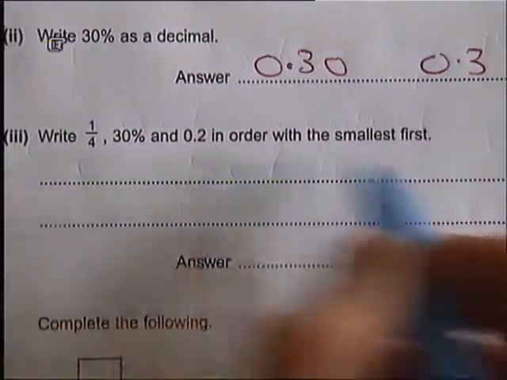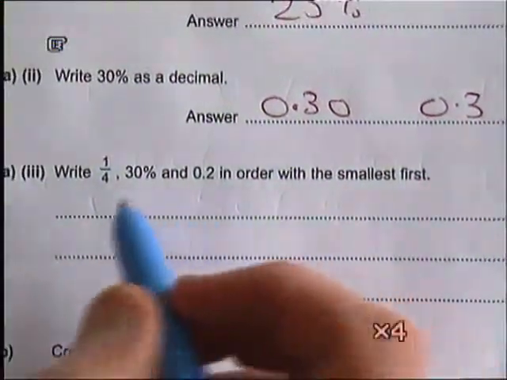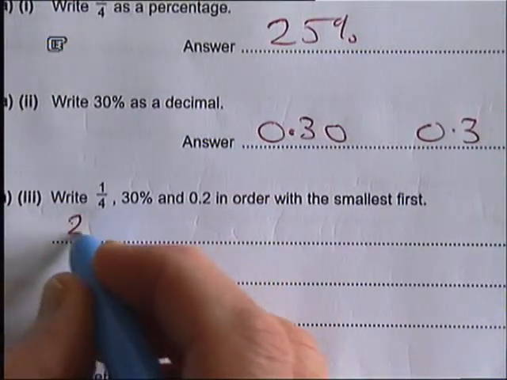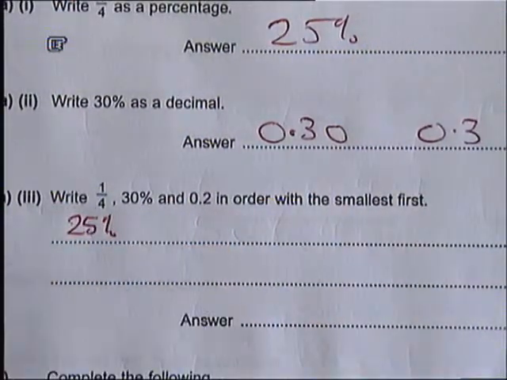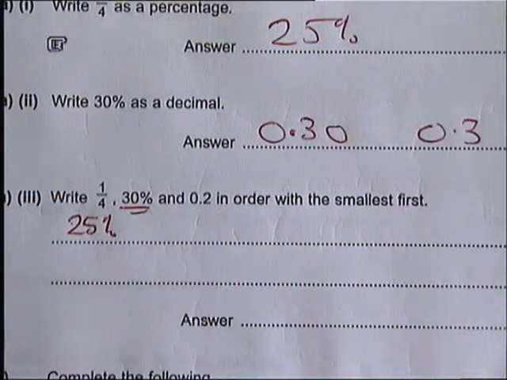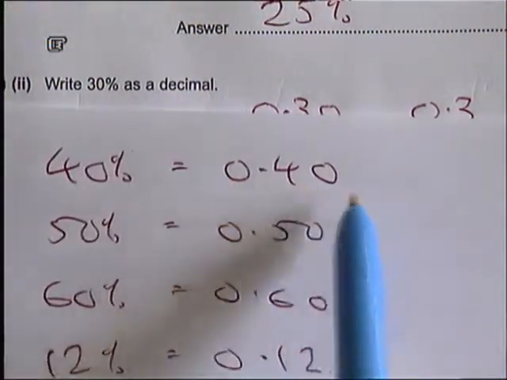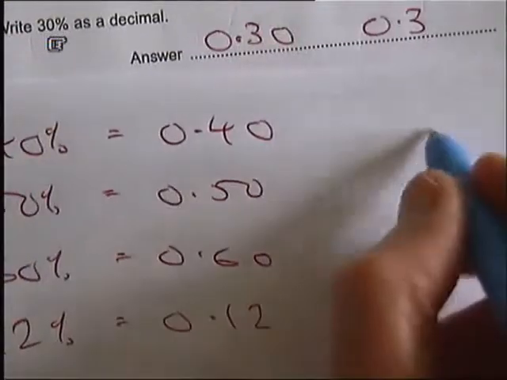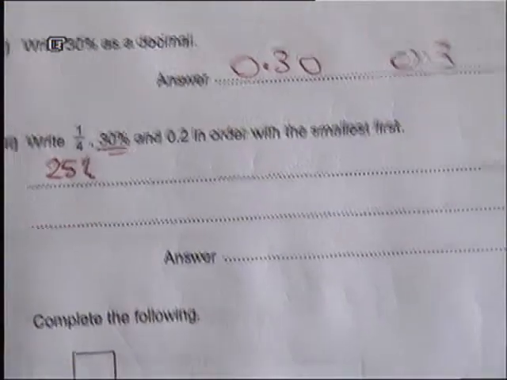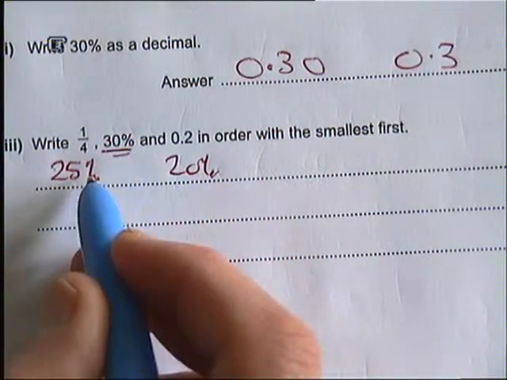So here I've got three numbers, and I've got to write them with the smallest first. Well, this one here, 1/4, we already know is the same as 25%. So I'll just put that in under that one. We've already got that one as a percentage, that's 30%. Now 0.2, if we follow this pattern, you might expect 0.2, which is the same as 0.20. That will be 20%. So 0.2 is 20%. So I've got 20%, 30% and 25%.